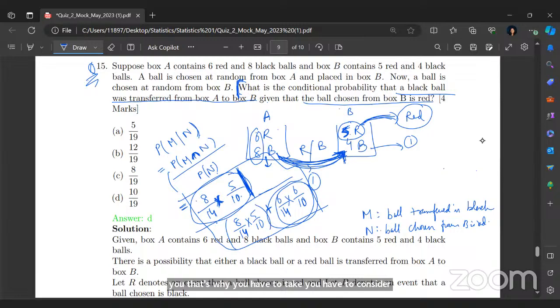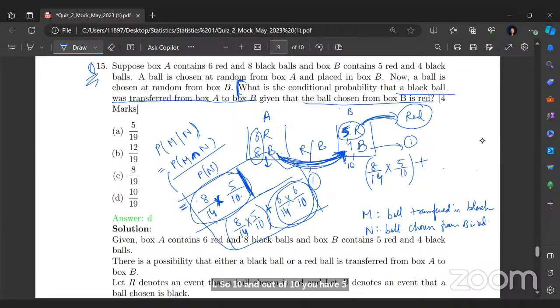The first case is when you are transferring the black ball from A to B. Then the probability of transferring a black ball, that would be selecting a black ball from A, is 8 by 14. Now since you have transferred one ball, you have 10 balls in box B, and out of 10, you have 5 black balls and 5 red balls. So the probability of selecting one red ball from box B is 5 by 10, right?